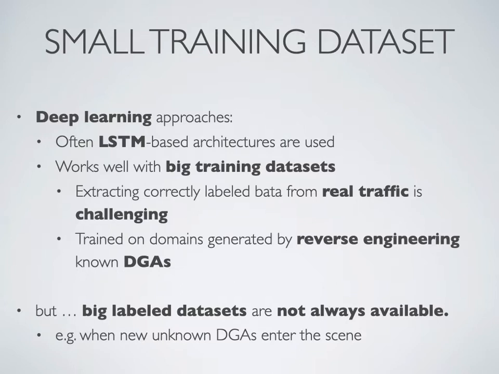And the problem is that they work well with big training datasets, and extracting a big labeled dataset from real traffic is challenging. So usually the technique used is to reverse engineer the DGAs and generate a lot of labeled training samples. In practice, this is not always possible. For example, if you have a new DGA entering the scene, you have few examples of this DGA. So it is interesting to understand how these approaches perform with small datasets.